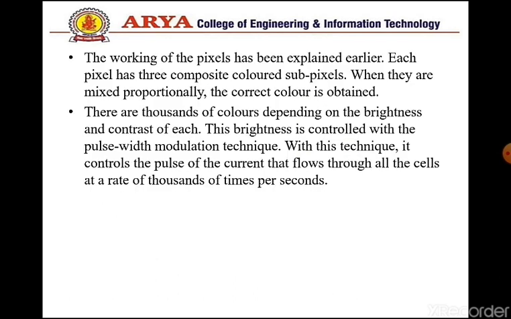The working of the pixels has been explained earlier. Each pixel has 3 composite colored subpixels. When they are mixed proportionally, the correct color is obtained. There are thousands of colors depending on the brightness and contrast of each. This brightness is controlled with the pulse width modulation technique. With this technique, it controls the pulse of the current that flows through all the cells at a rate of thousands of times per second.